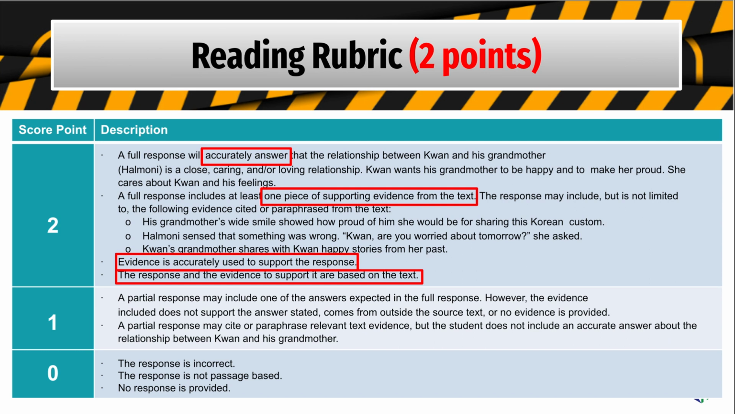You'll notice to earn 1 point, the evidence does not need to support the answer stated, come from outside the source text, or no evidence is provided. Or the response may cite or paraphrase relevant text evidence, but an accurate answer is not given. Finally, a score of 0 is given to a response that is incorrect, not passage-based, or just is not given at all.